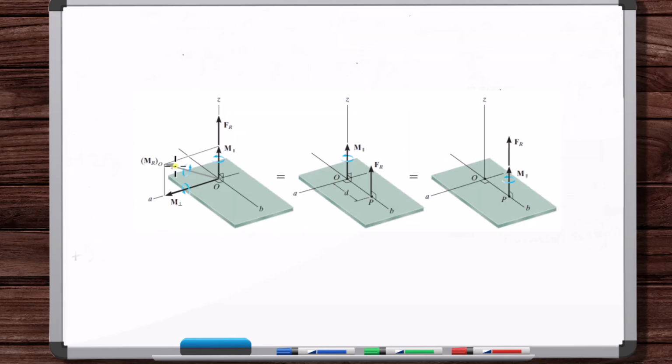So we're here now. We've got the couple moment, which is a completely random direction, and the resultant force. And we also have the direction of the wrench, the unit vector in that direction. So next, let's get M parallel and M perpendicular as vectors.